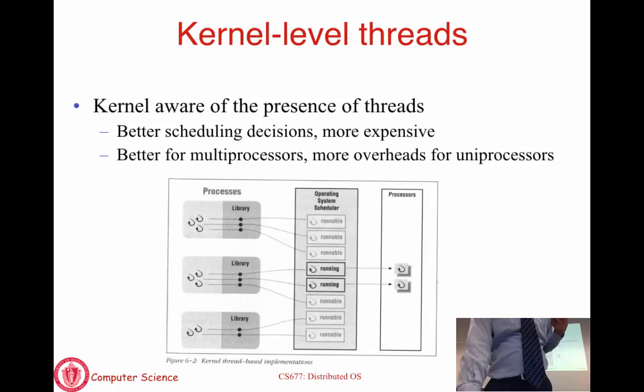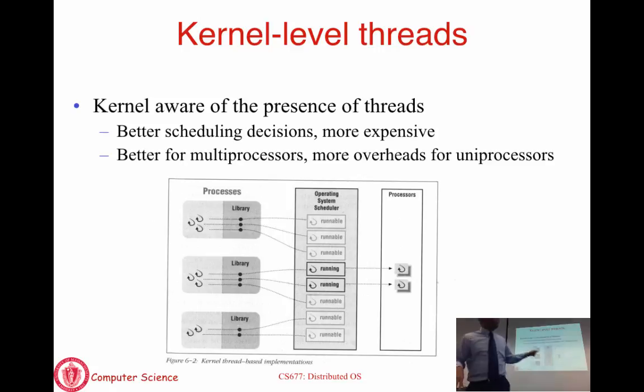Now let me show, in the 2 minutes that I have, or maybe 1 minute, kernel level threads, which are the exact opposite of user level threads. These are threads that are implemented at the kernel level. The kernel has provided explicit support for the presence of threads. So the kernel knows exactly how many threads are within each process. It is involved in the creation and management of the threads and so on.